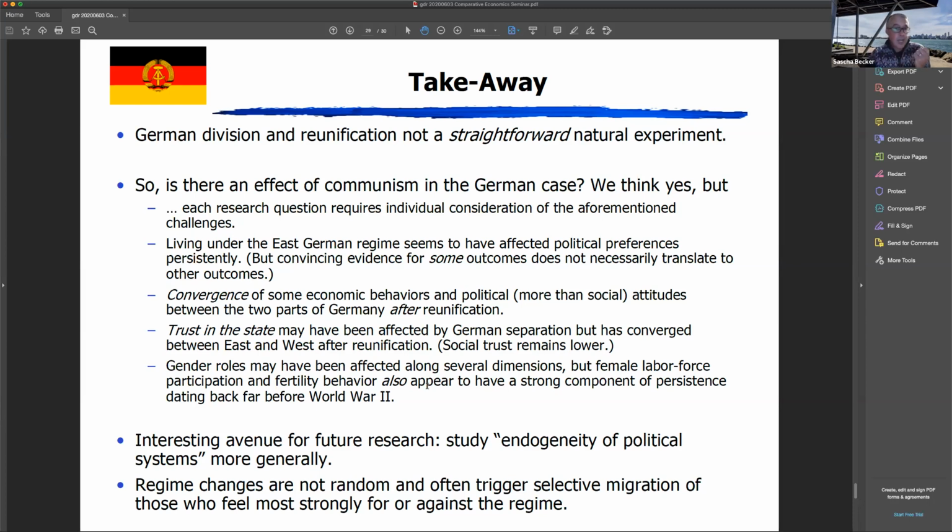But in order to get a magnitude of how much is an effect of communism and how much is pre-existing would require a very careful look into these various issues we raised. So more generally speaking, we think an avenue for future research is to study more generally the endogeneity of political systems.